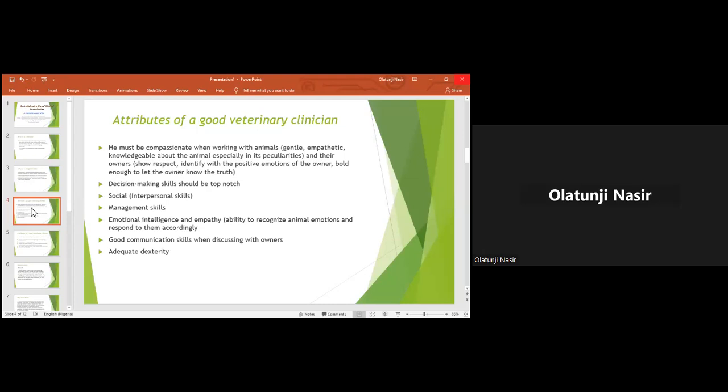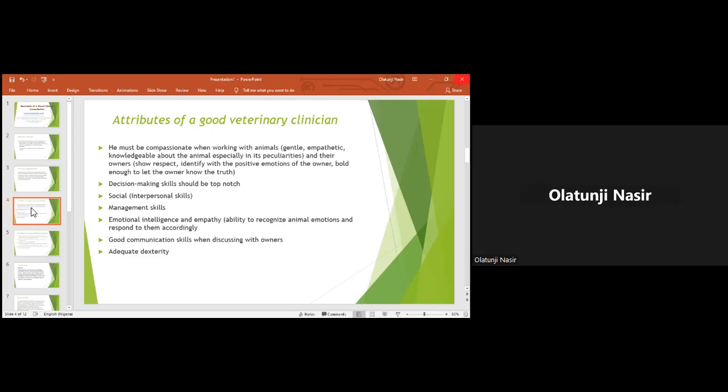Somebody who is able to read through the emotions of any animal before you. You have to read through, you must be able to read the dog's eyes, you must be able to read the cat's eyes. You must know the signs of pain, signs of distress, signs of when they are happy. You have to be knowledgeable about the animal, especially their peculiarities, their body language. You must be that to be a good clinician.